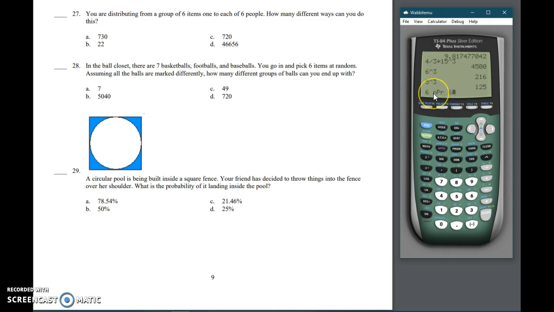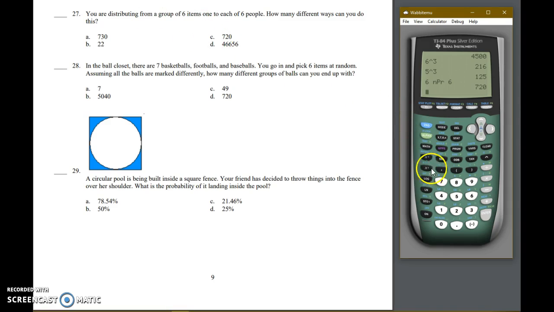So the n here is the number of objects, P stands for permutation, r stands for the number of ways we're grouping them. And then we hit enter. So we got 720, and that's what we got on our last video for the answer, 720.